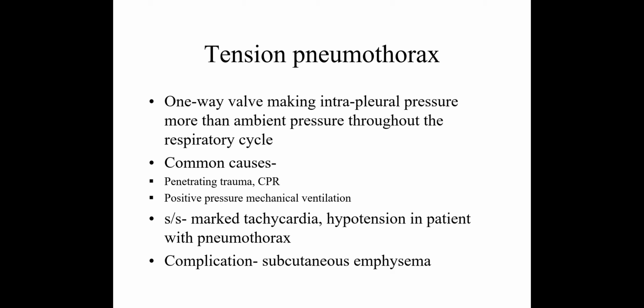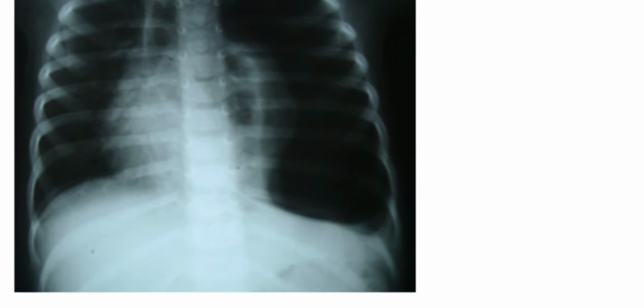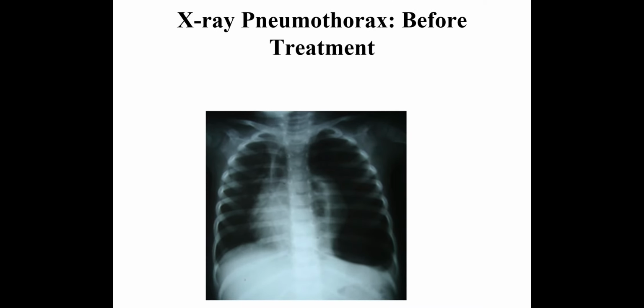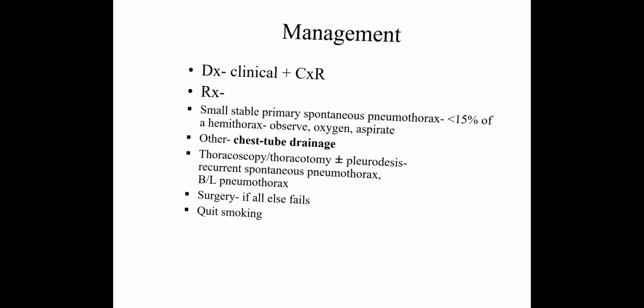Common causes of tension pneumothorax: penetrating trauma, CPR, ventilated patient. Signs and symptoms: tachycardia, hypotension, and in patients with pneumothorax, a complication is subcutaneous emphysema. X-ray of a patient with a pneumothorax. Before, you see complete collapse of the left lung. Here, complete collapse of the right lung.